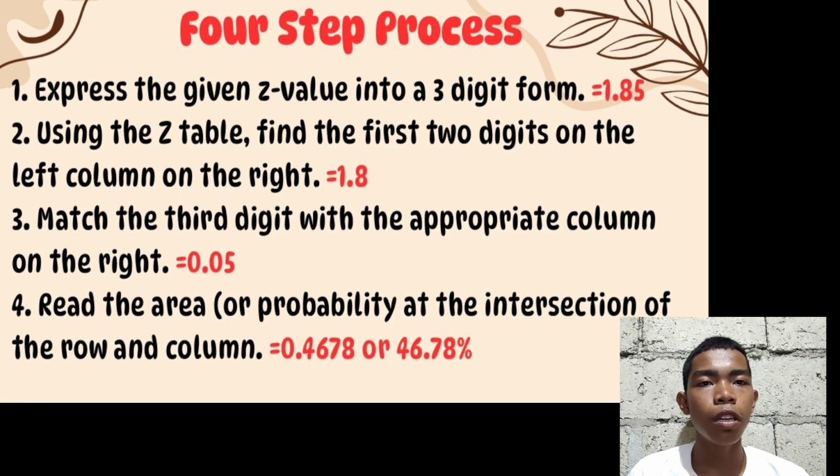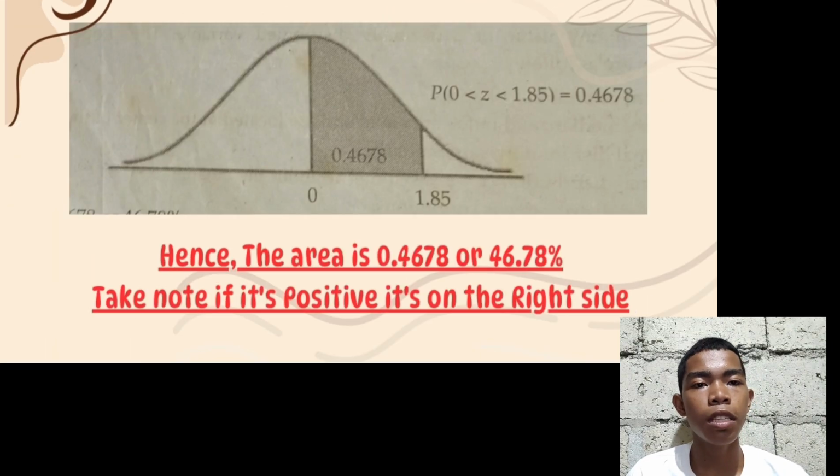So the answer would be 0.4678 or 46.78%. So the answer for the shaded area would be 0.4678. So the probability that 0 is less than z and z is less than 1.85 equals 0.4678 or 46.78%. So take note, if it's positive, it's on the right side of the graph.